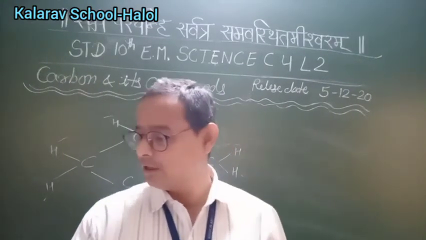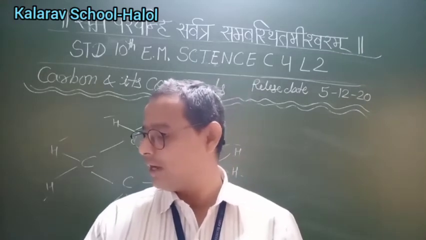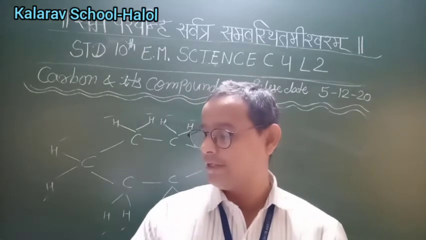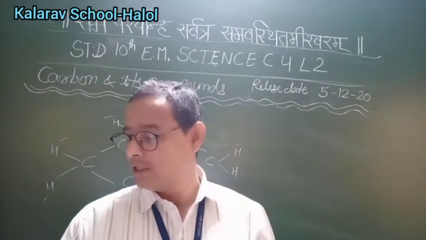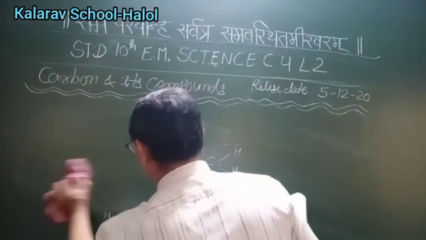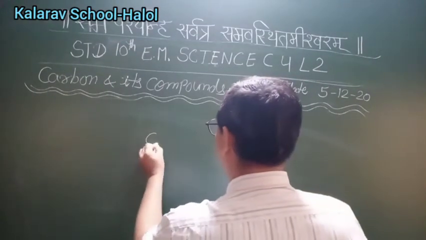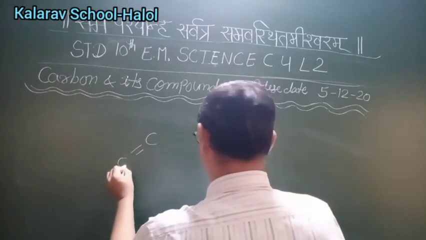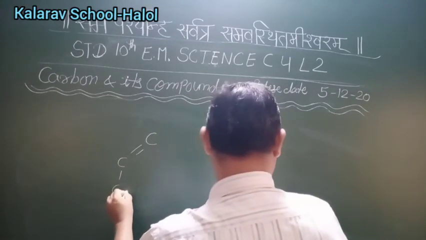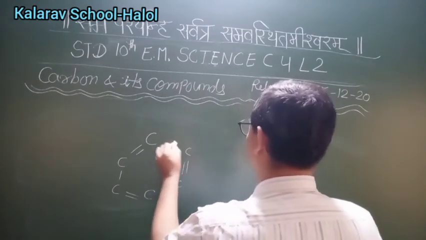Now the structures of straight chain, branched chain and cyclic compounds may all be saturated or unsaturated. For example, you see the example of benzene. Benzene is unsaturated because there is a double bond between the carbons. See here. C, then double bond, then carbon, again C, carbon, then double bond, carbon, then C, then double bond, carbon, and then C.